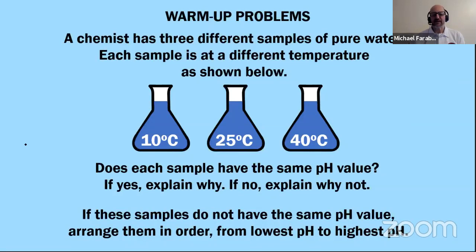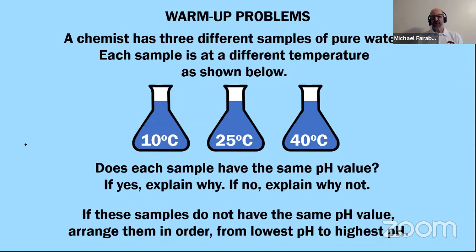A chemist has 3 different samples of pure water. Each sample is at a different temperature as shown below. So we have 3 samples of pure water. One is at 10 degrees Celsius, one's at 25 degrees Celsius, and the other is at 40 degrees Celsius. Does each of these samples of pure water have the same pH value? If yes, explain why. And if no, explain why not. So depending on how you answer that question, yes or no, you might have the ability of ignoring the next part. The next part says, if these samples do not have the same pH value, arrange them in order from lowest pH to highest pH.